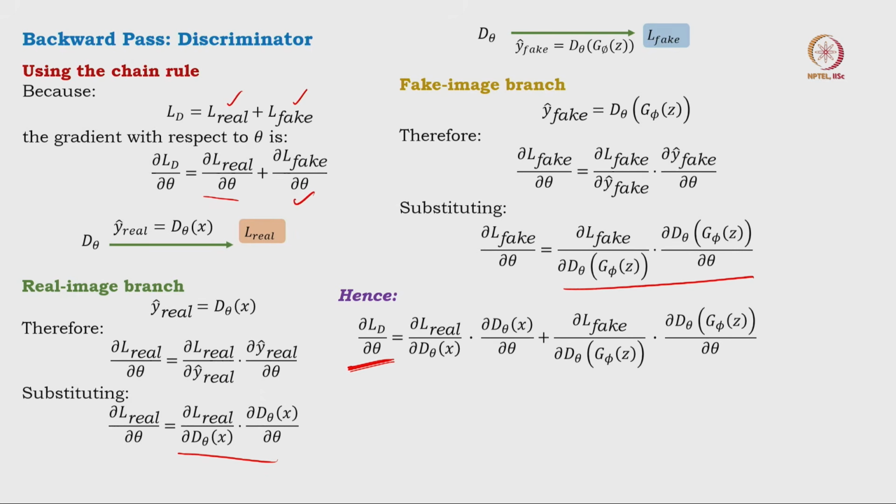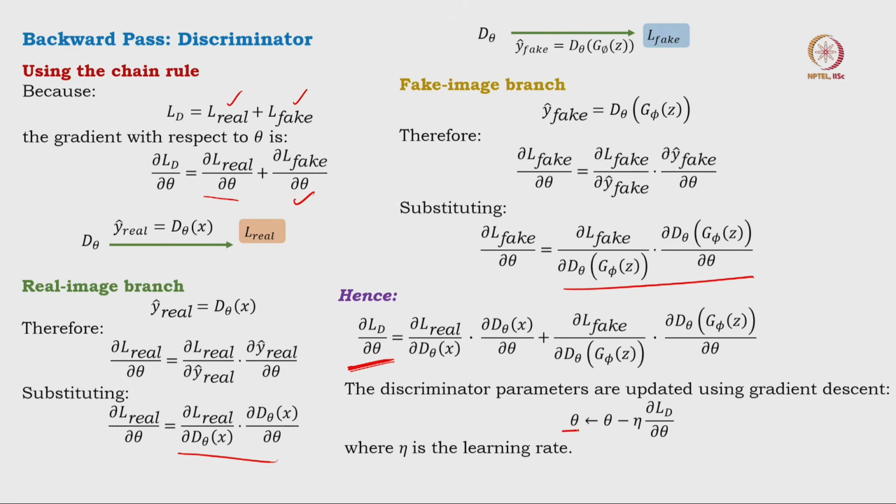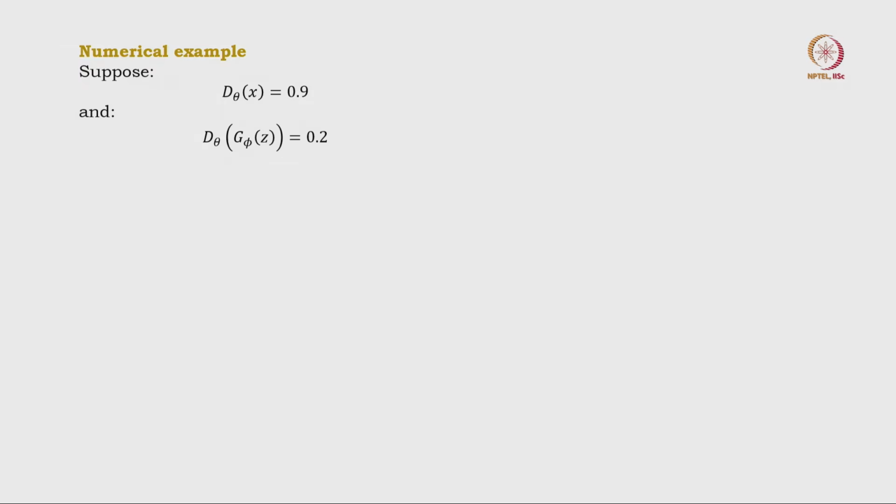So, once we get that, you can update as theta new is theta old minus a learning rate times the derivative of LD with respect to theta. Here, this is a learning rate, and during this discriminator training, theta is updated, but phi is frozen, right. So, this is all with respect to discriminator training. Although it looks very complicated, understand the terms thoroughly and then understand the chain rule, and you will be able to do it very easily. Now, let us see one numerical example, and we are dealing with the discriminator.